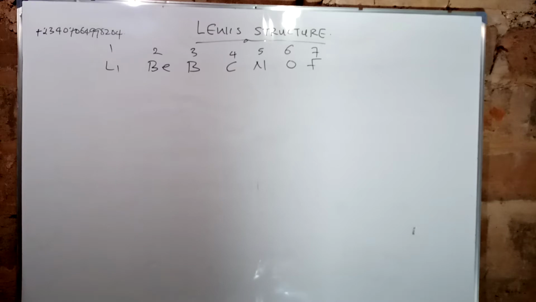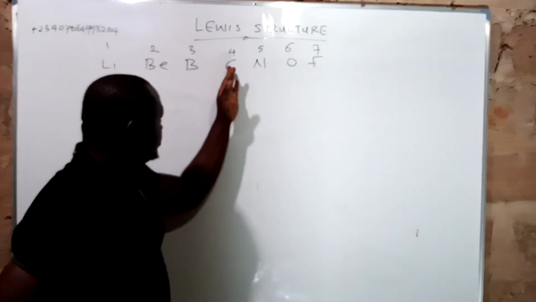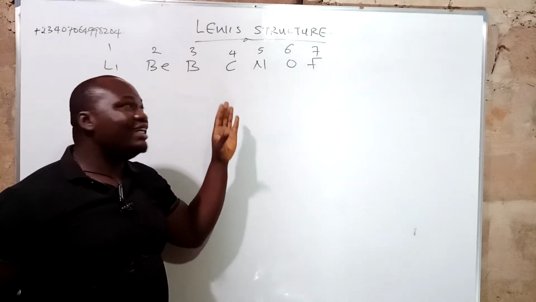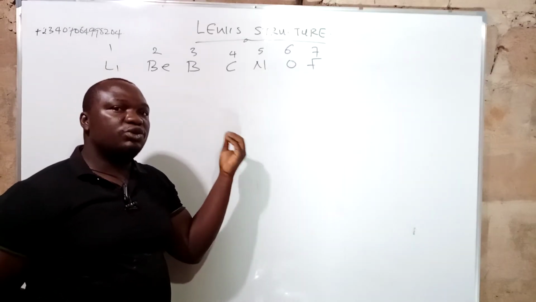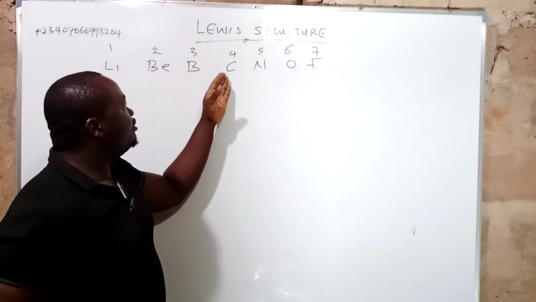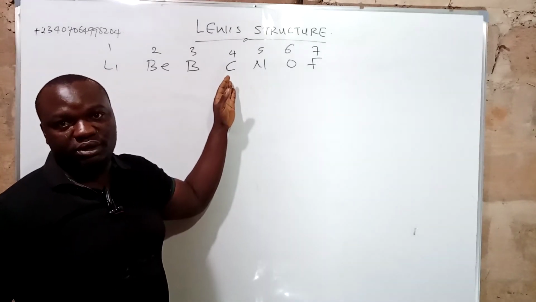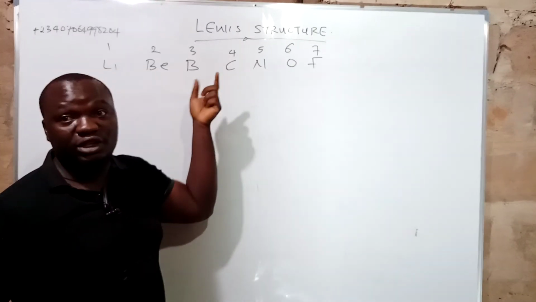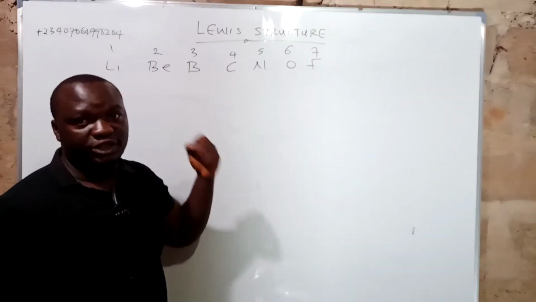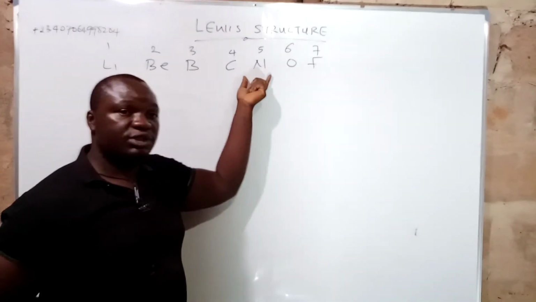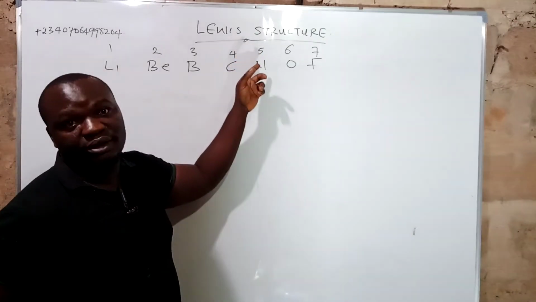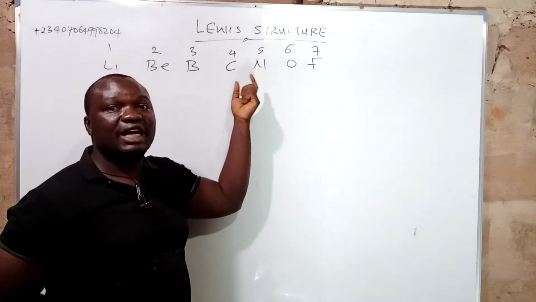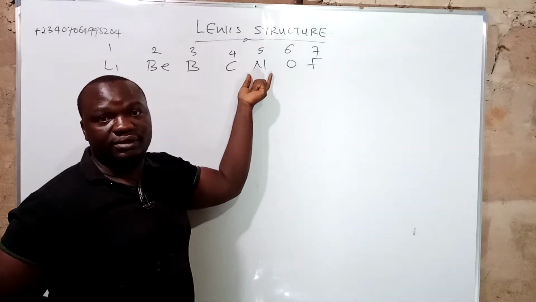Now, if this is from group 4 of the periodic table, it means that for it to attain either the octet or duet structure, it needs 4 more electrons. Because to be stable and attain the noble gas electronic configuration, in this case the octet structure, it needs 4 more electrons. Is it not? Come to nitrogen. It's in group 5, so it already has 5 valence electrons. So for it to attain the noble gas electronic configuration, it needs 3 more.